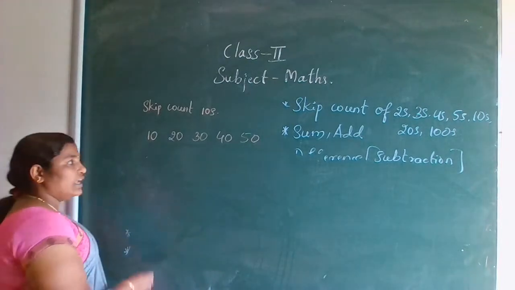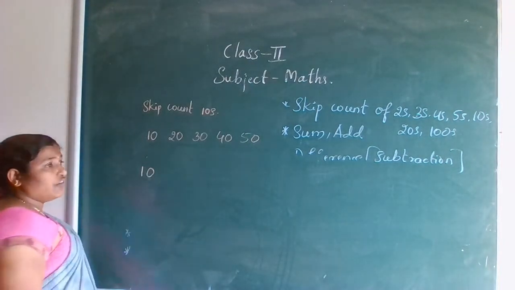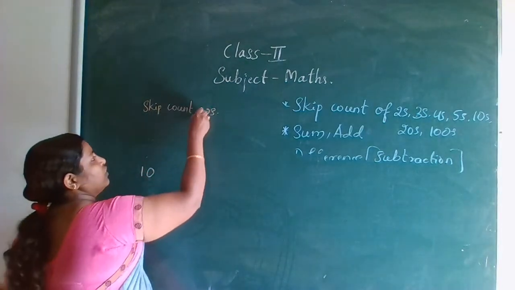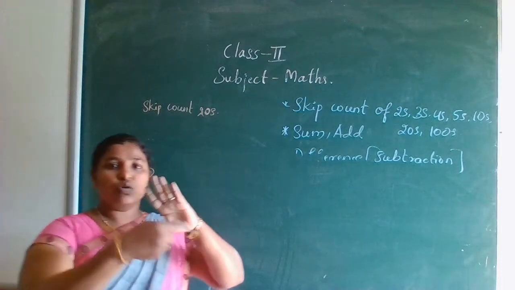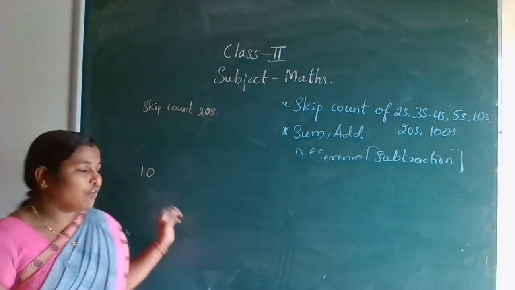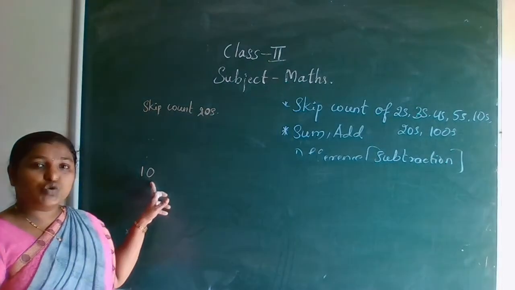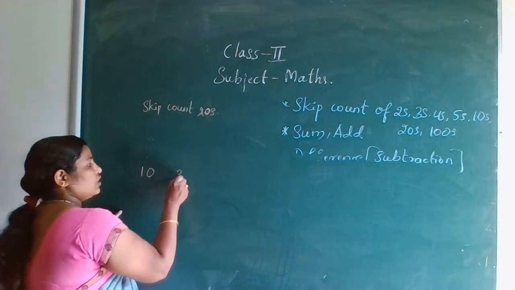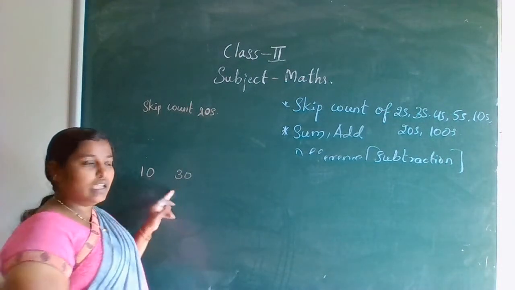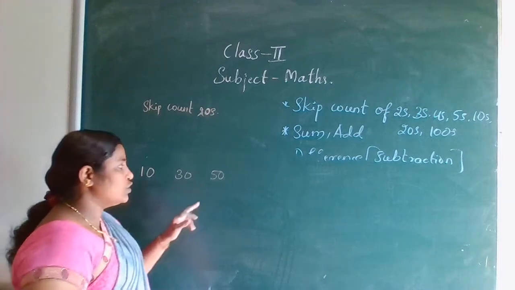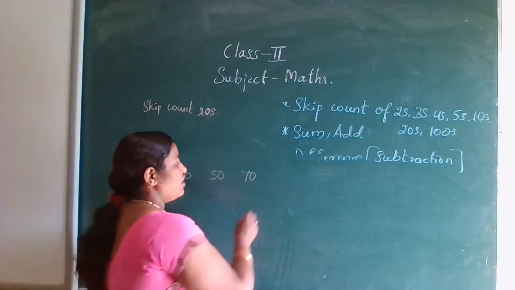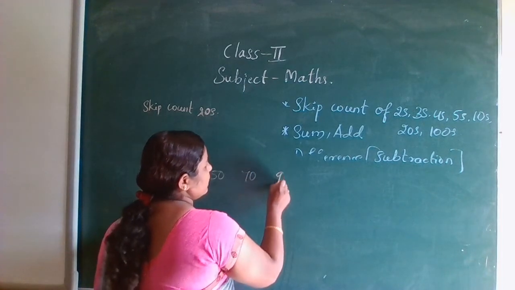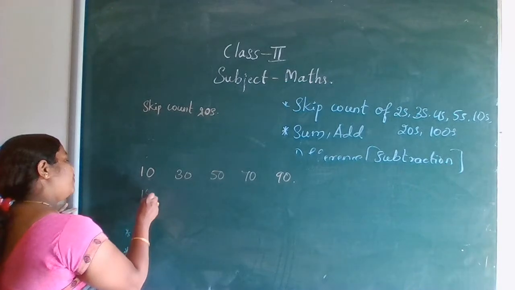Then skip count of 20s. Suppose after 10, skip count of 20, what will be there? So this time we can't count again and again fingers. What you have to do, for the given number you should add 20. So 10 plus 20, 30. 30 plus 20, 50. 50 plus 20, 70. 70 plus 20, 90.